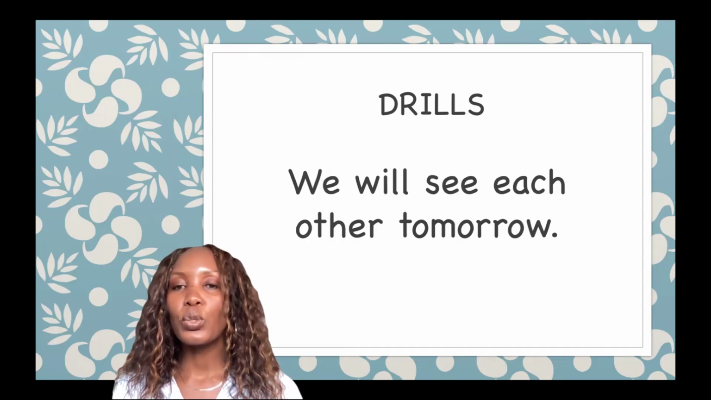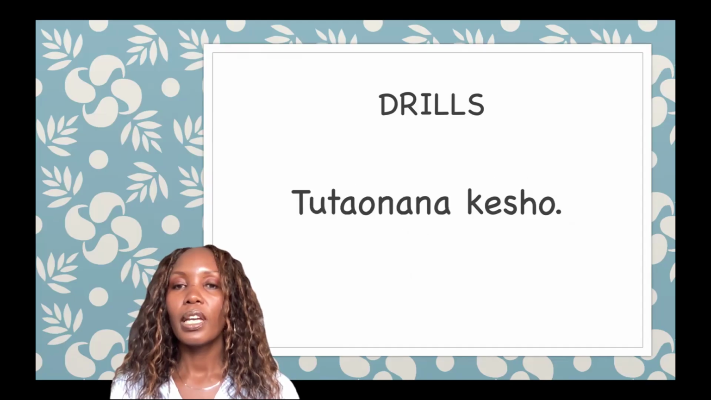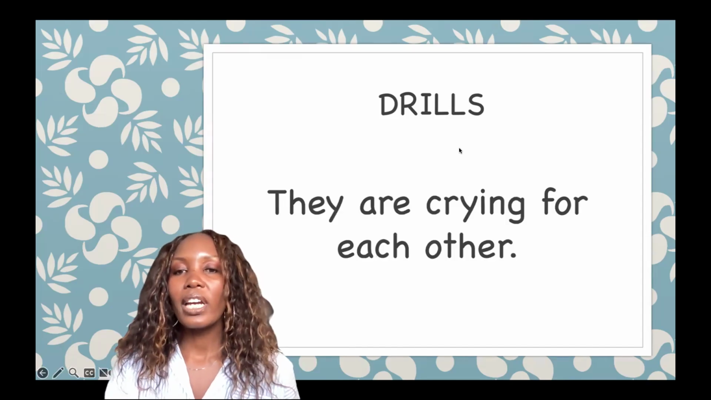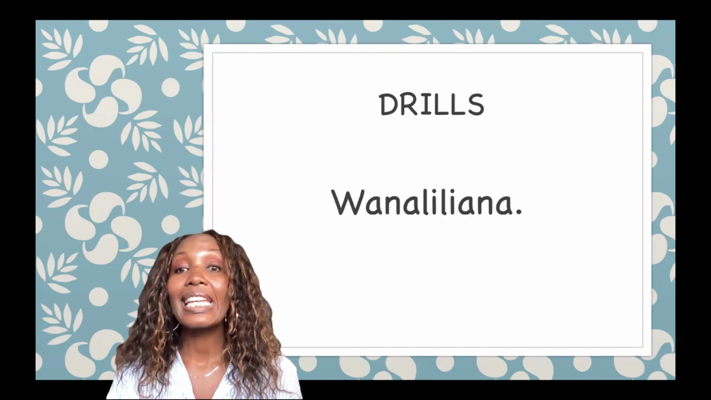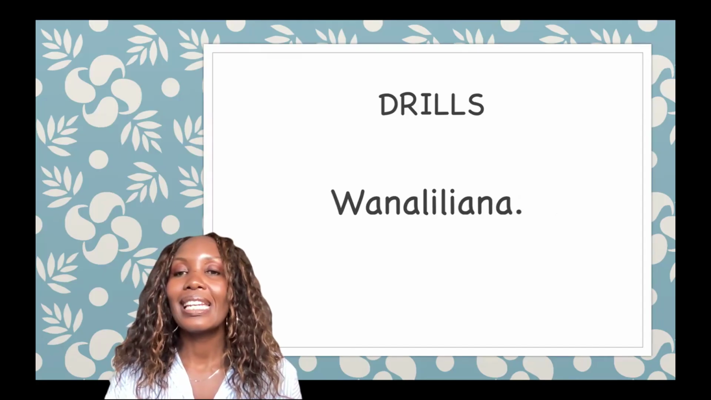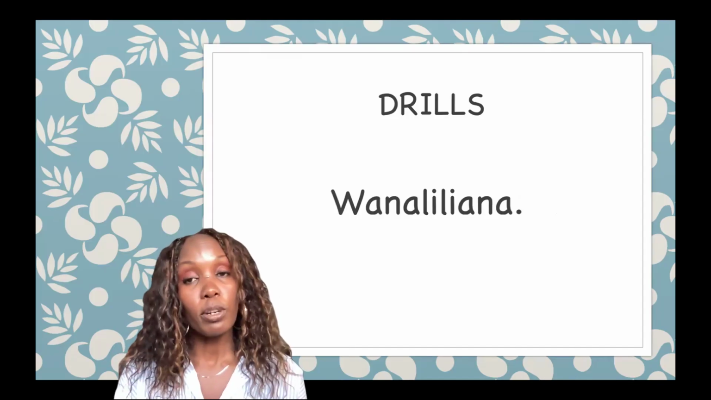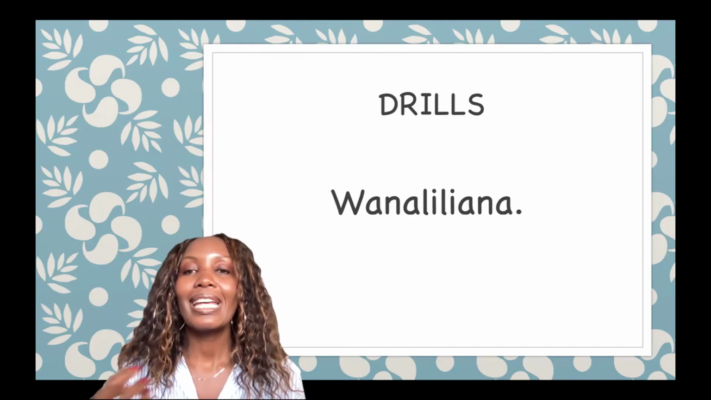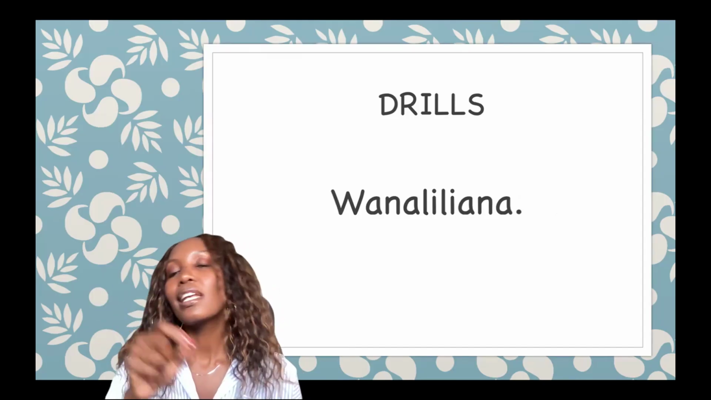We will see each other tomorrow. Tutaonana kesho. They are crying for each other. Wanaliliana. So this is one of those extensions where you're going to need the prepositional verb extension before you add the reciprocal, because lia is to cry. Cry for is lilia. So we are adding lia, lilia, then liliana.